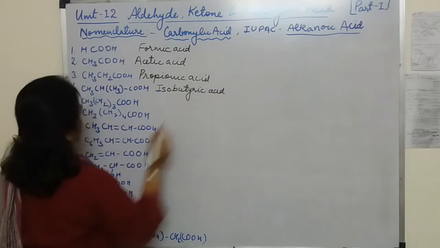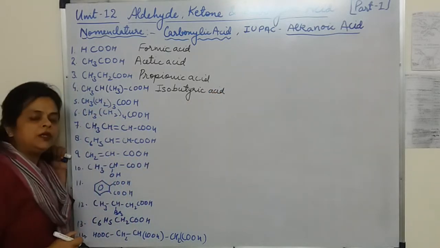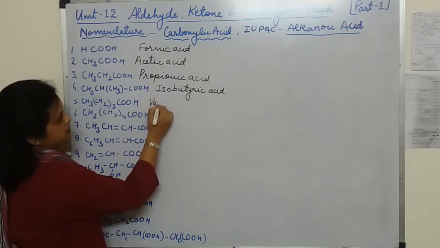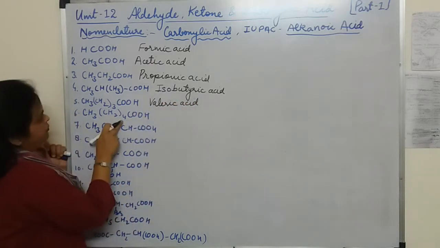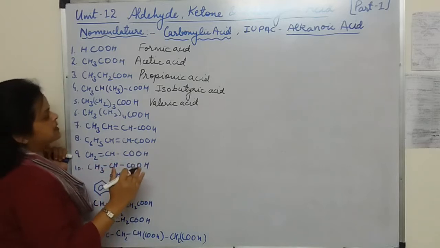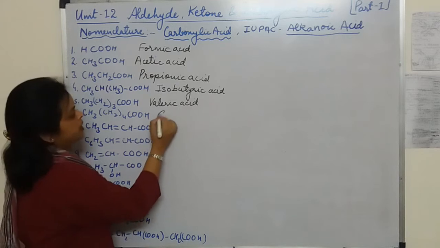Okay. Now 3, 4, 5. How many carbons are there? A 5-carbon carboxylic acid, so it is valeric acid. 4, 5 and 6. A long linear chain of 6 carbons, and the functional group is carboxylic acid. So it is caproic acid.